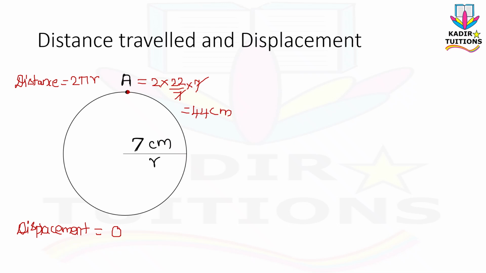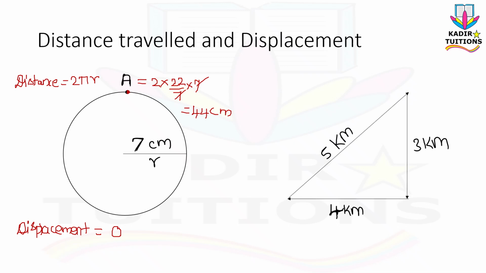So can we see the next question? Here we have a triangle shape. A person is moving from A to B first. A is our initial position. Again from B to C. C is our final position. So what will be our distance traveled? Can you guess? Distance traveled is the actual path the particular object has traveled. So 5 plus 3, it's nothing but 8 kilometer.